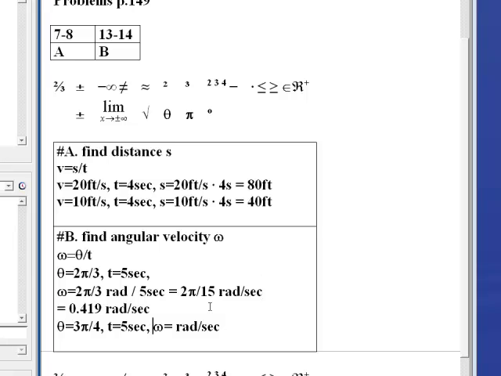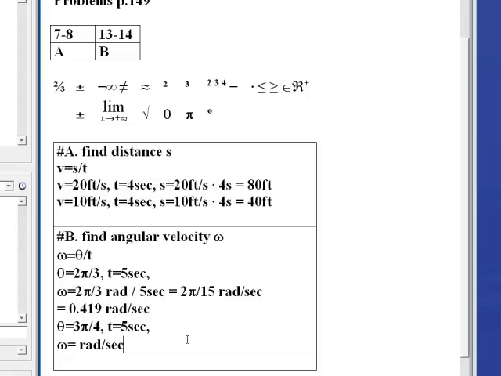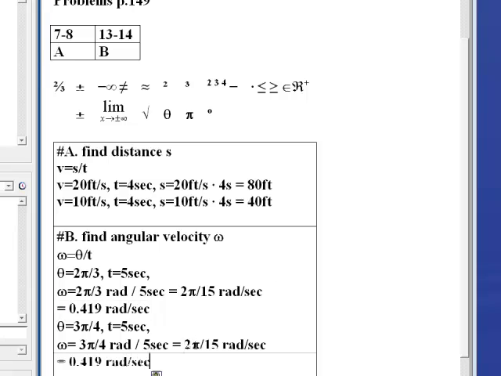And the other problem looks virtually the same. I'm getting rid of this here, this just confused me a moment ago. So here, for the angular velocity, we come up with 3 pi over 4 divided by 5 seconds, and we come up with 3 pi over 20 radians per second, and then we plug that in and we come up with 0.471 radians per second.